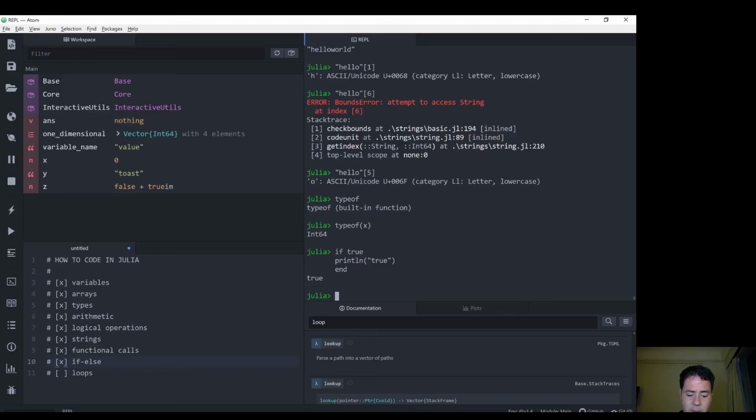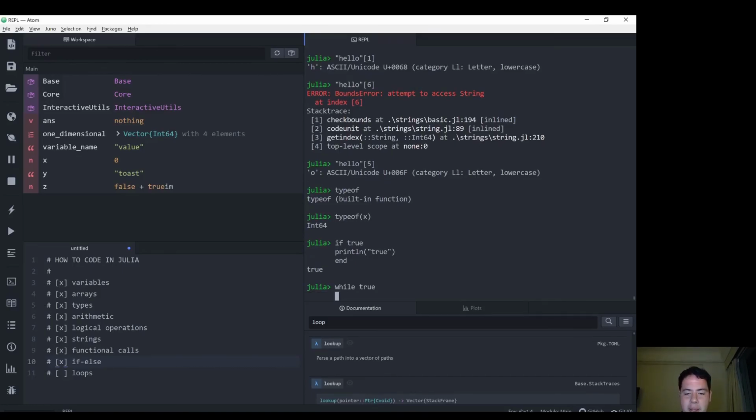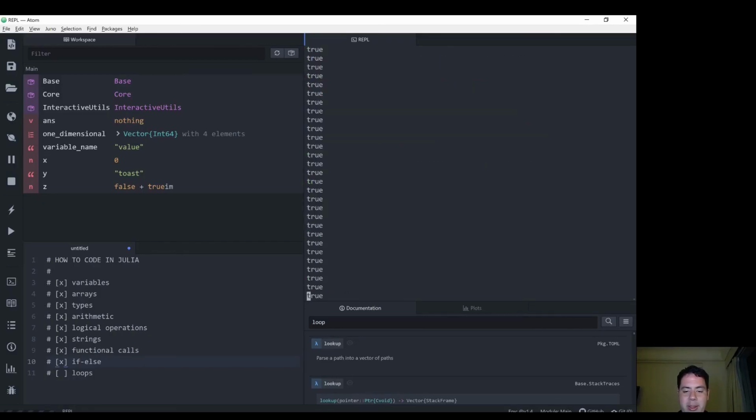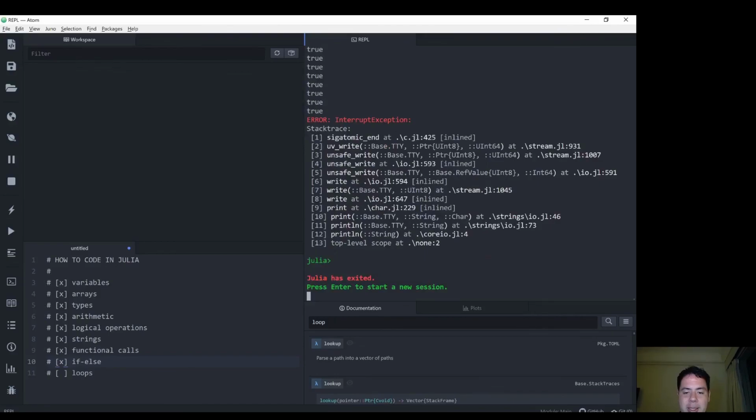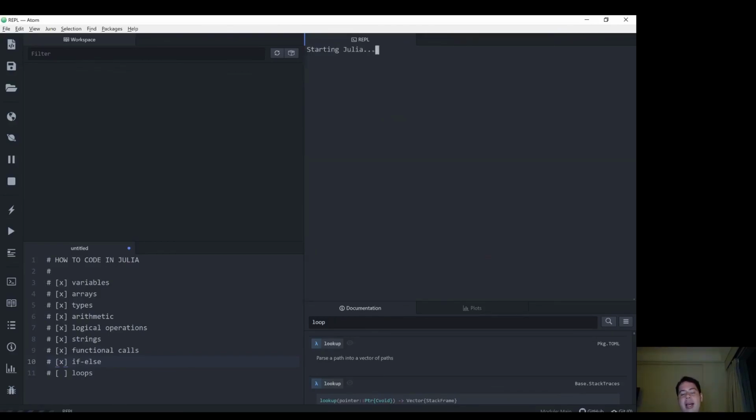I also looked at loops, so while true, this is going to kill my command structure. While true, println true, and it's just going to go forever. Can I interrupt it? Yes, there we go. We can interrupt. And I killed the whole process. So while true will just keep running in a loop forever. So that's some loops. Hopefully I've given you an idea of some of the basics of programming in Julia.